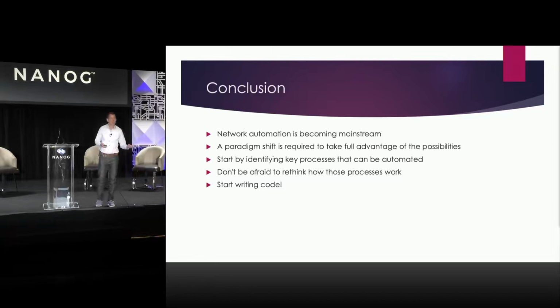If you are just starting, start by identifying the key processes that can be automated. Pick the easy stuff. Pick the things that are taking a lot of time. Pick the things that are generating the most tickets for you. Start there and start to build that out.